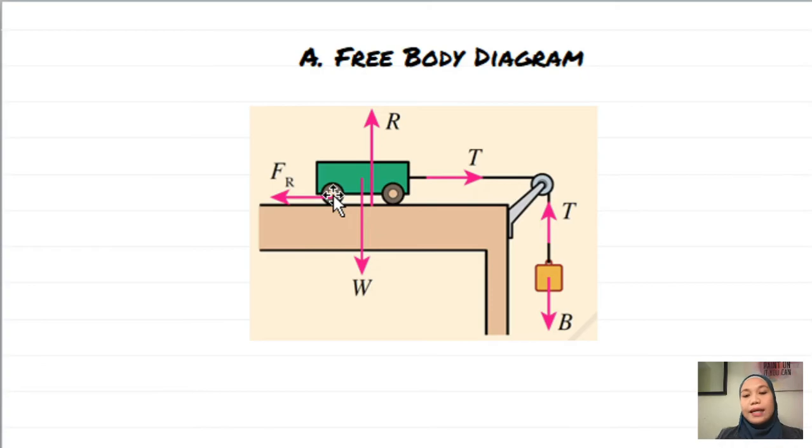How about the forces acting on the load? We only discuss the forces acting on the y-axis because there is no force acting on the x-axis. So the forces are tension and also B. We name the weight of the load B to make it easier to calculate later, because W is the weight of the trolley and B is the weight of the load.